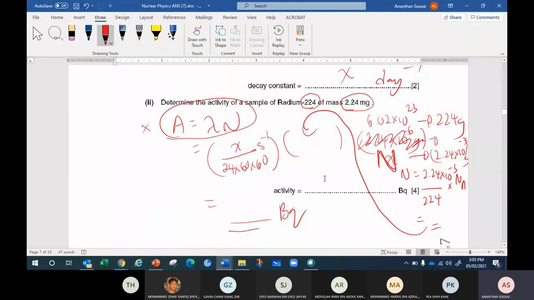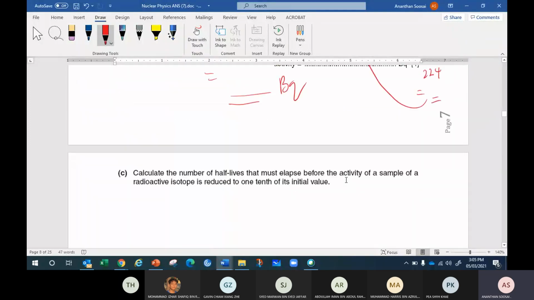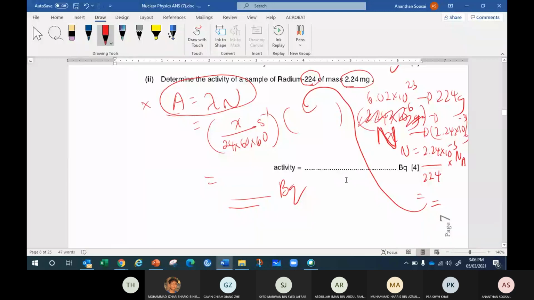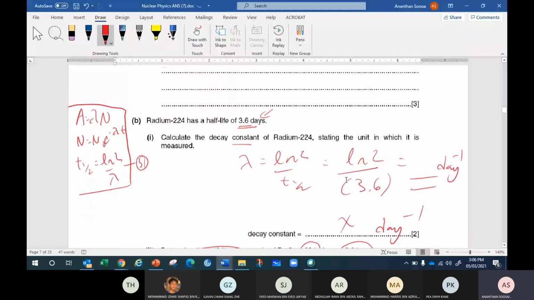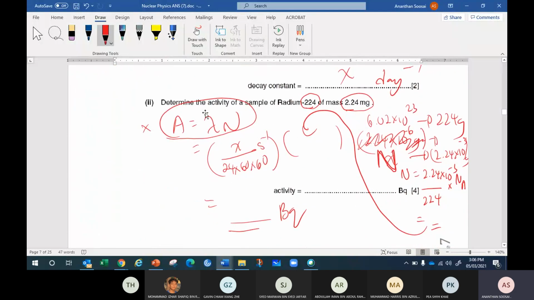Any part you don't understand here? Okay, so no questions. Maybe you tried this paper. Do you have any other questions? Any part you don't understand? If you don't have, then I go randomly with questions. If you have, just tell me, then we can go in depth about that. Because this question is halfway, let's finish it off. So we got the decay constant, then we got the activity for 2.24 milligram of substance.